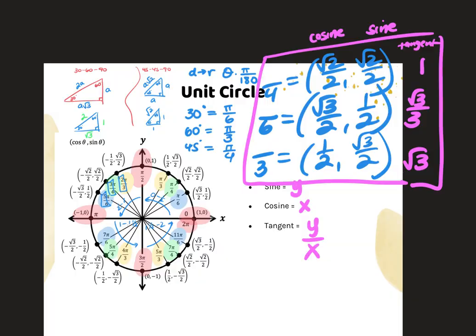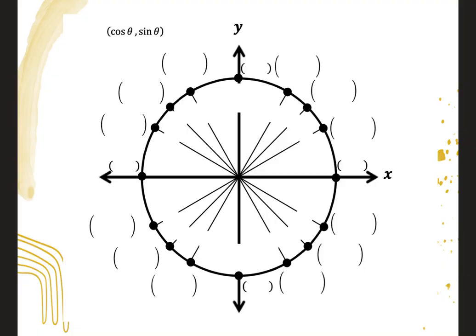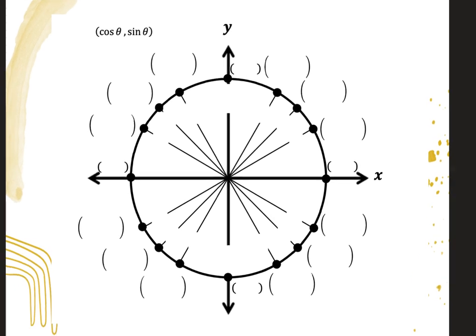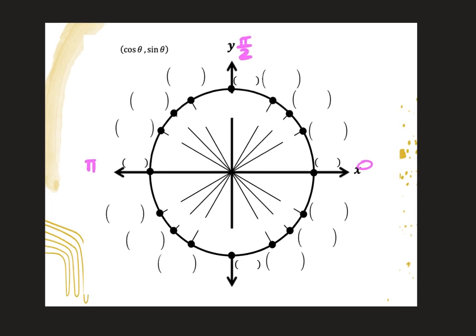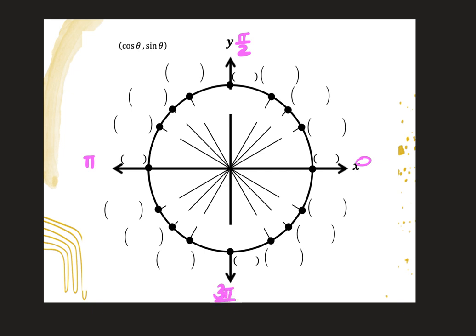All right, so go to the blank one. Fill in at least the quadrantal angles, so the top, bottom, left, right, and the first quadrant, okay? What's on the right-hand side coordinate or angle-wise? 0. What's at the top? Pi over 2. What's on the left? Pi. What's on the bottom? 3 pi over 2. And where do we finish? 2 pi.